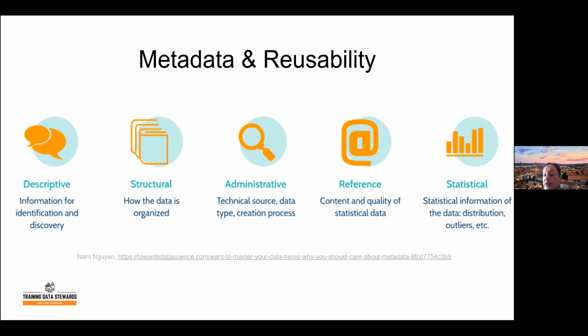And then generic statistical information, as we saw, for example, the number of pages in a document, distribution or outliers, etc. So in terms of enabling reusability, we are mostly concerned with the first three types, although to some extent also the reference.